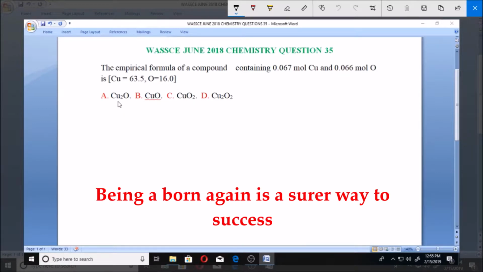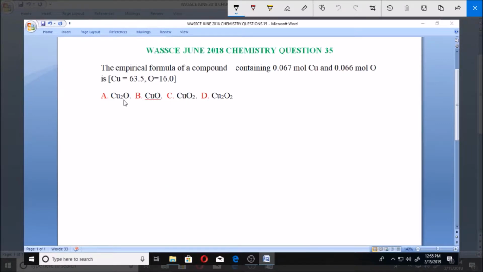Options: A, Cu2O; B, CuO; C, CuO2; D, Cu2O2. So now we are told to find the empirical formula, which is the formula that has the components in the simplest ratio. So how do we go about this?